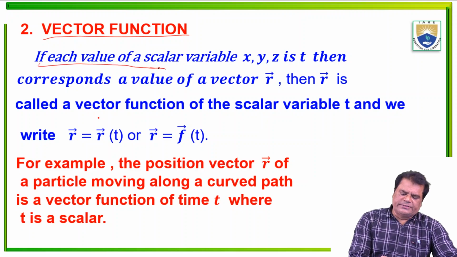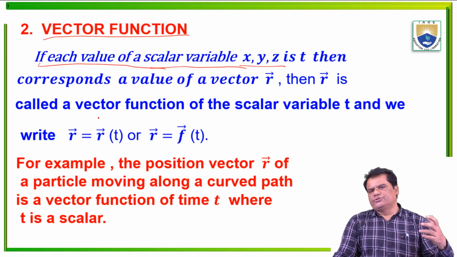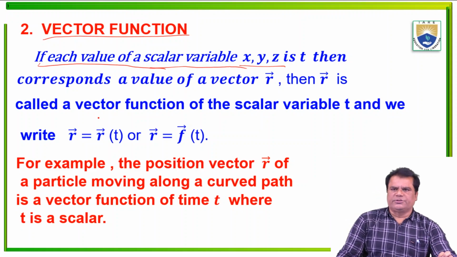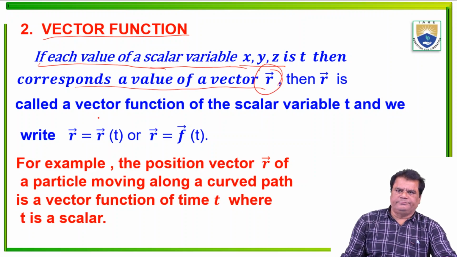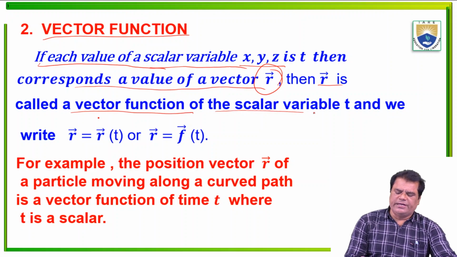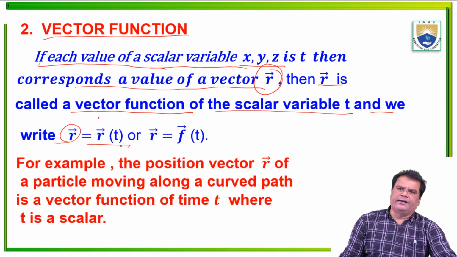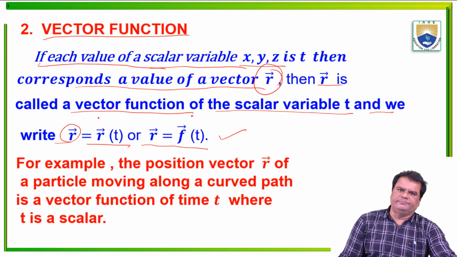If for each value of a scalar variable t, x is some function of t, y is also some function of t, and z is also some function of t, then this corresponds to a value of a vector r. Vector r is called a vector function of the scalar variable t, and we write vector r equal to vector r(t). r is a vector function of t.